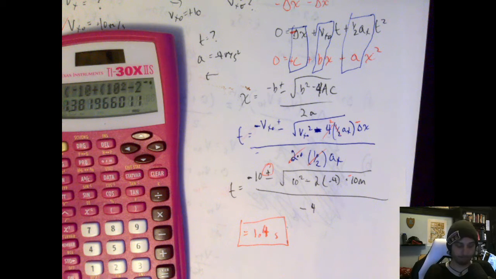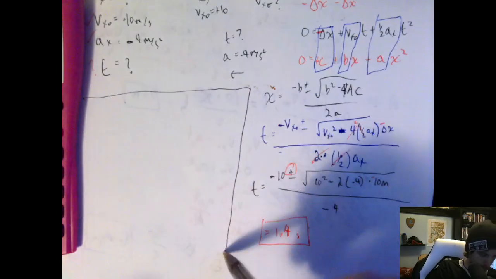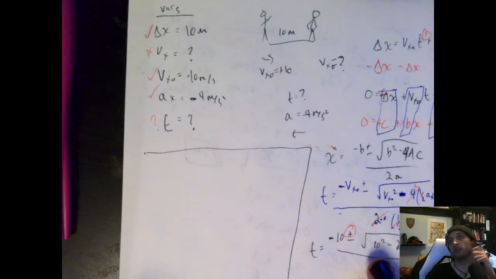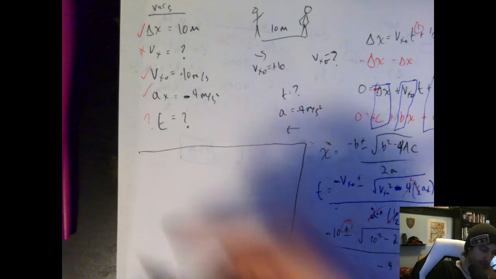Let's do it the other way. So if you didn't like that and you were like, I do not want to have to use this confusing mess ever, that's fine. What you can do instead is pick 2 other equations. Now, we didn't use any of the equations with Vx. Well, let's try finding Vx first. How would we find Vx? Well, we use the equation that doesn't have time.